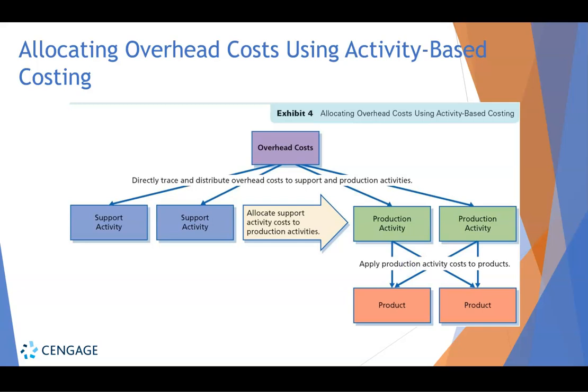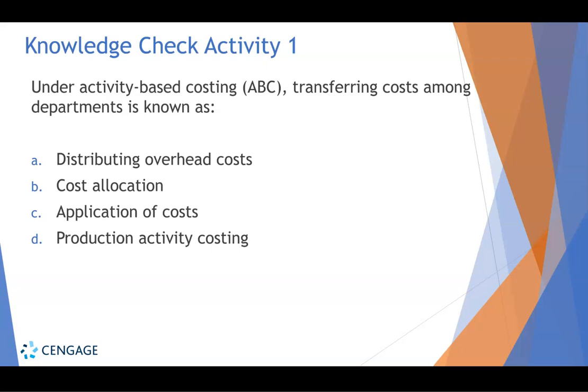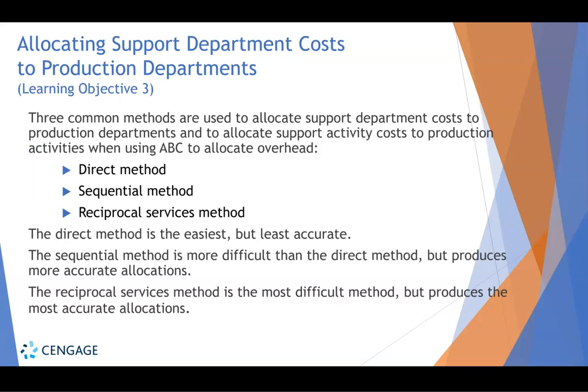Here we see how we handle it when we use activity-based costing. We, again, trace and distribute the overhead costs to the support and production activities. And ultimately, these costs do get added to the products. So if we look at this first exercise, under activity-based costing, transferring costs among departments is known as cost allocation.